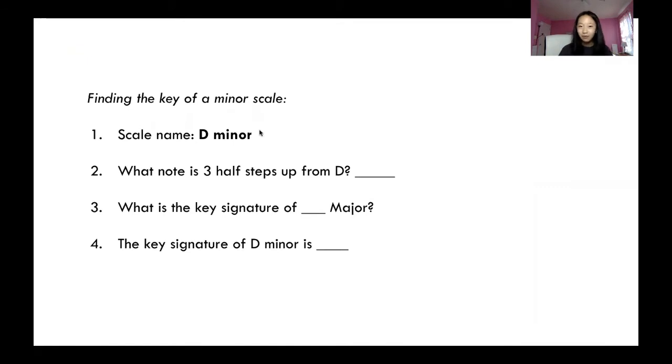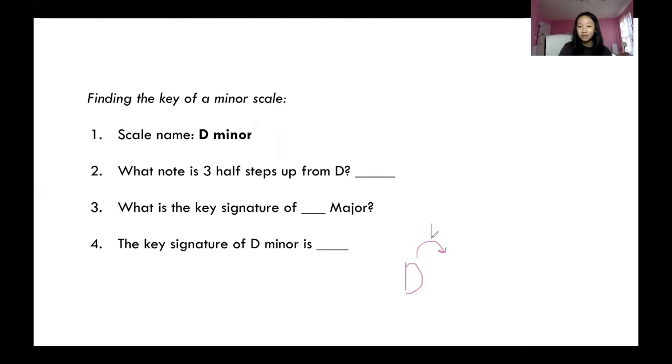D minor. We're starting from the minor key this time, which means we actually have to go 3 half steps up to get back to the major key. And then once we get to the major key, we can use our prior knowledge and find the key signature. So let's start on D for D minor, and then we're going to move up 3 half steps. So I'll visually draw it out this time.